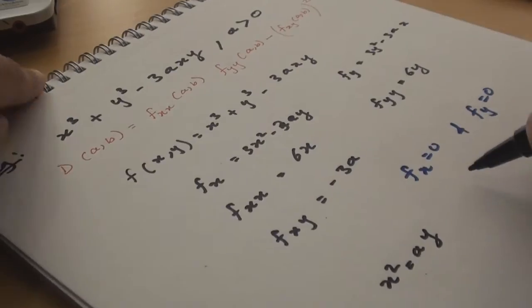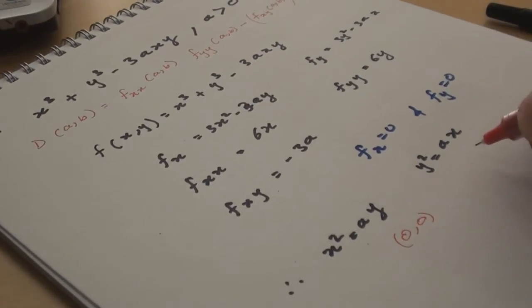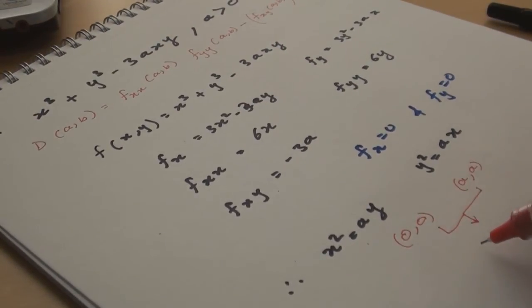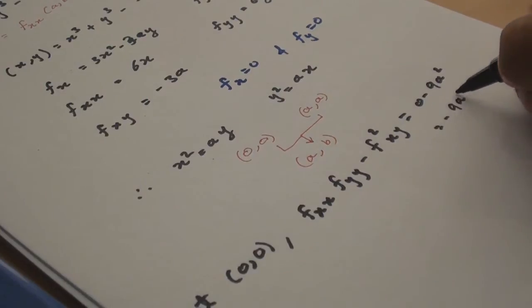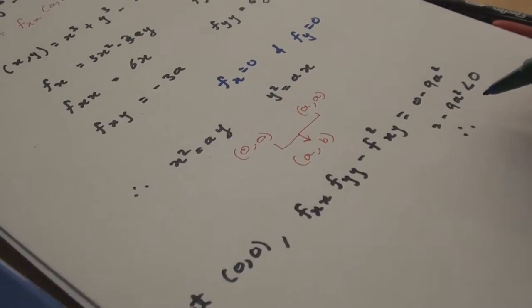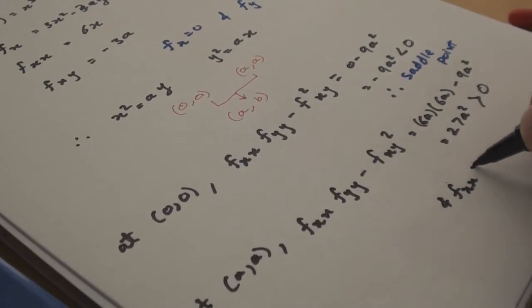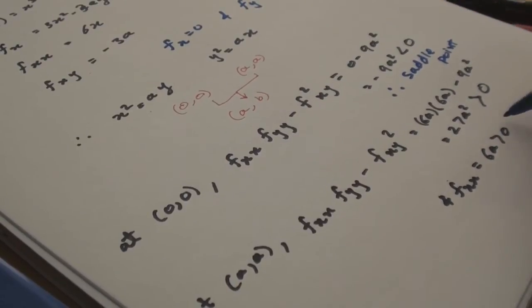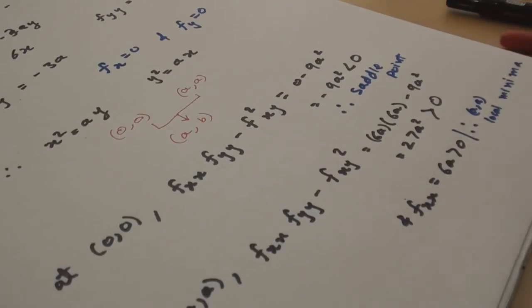Therefore, x squared equals ay and y squared equals ax. With these, we find our critical points or the values of x and y to be 0, 0 and a, a. These are your a and b. At 0, 0, the value of d is less than 0. Therefore, it is a saddle point. At a, a, the value of d is greater than 0 and fxx is also greater than 0. Hence, a, a is a point of local minima and the minimum value of the function is equal to negative a cubed.